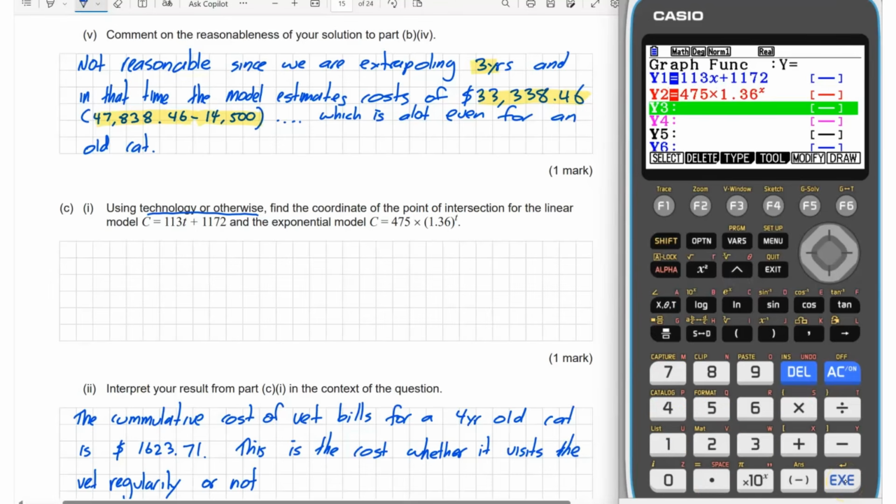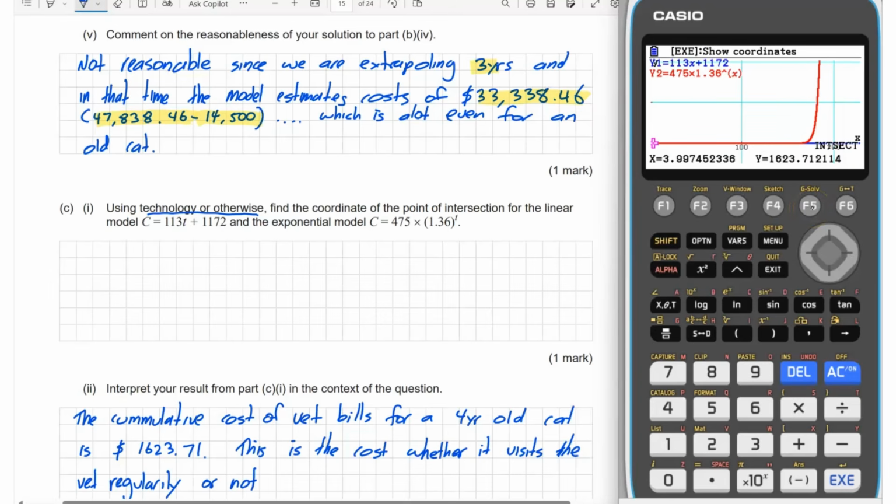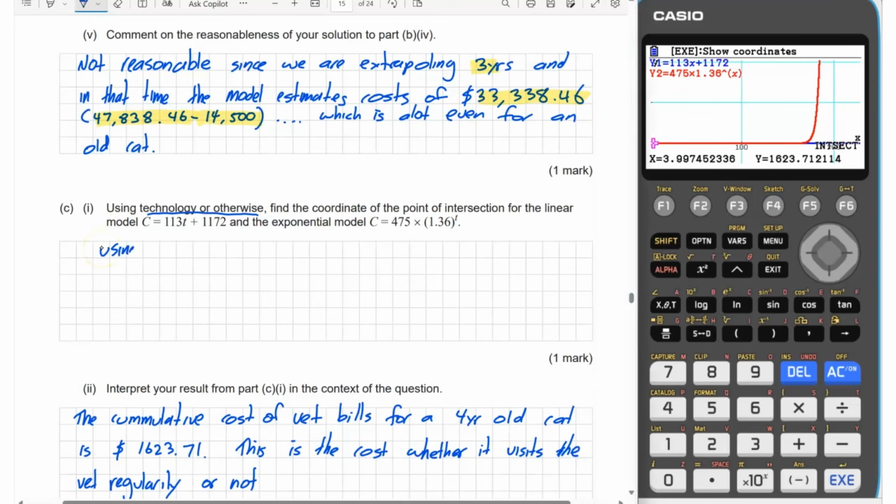Once we graph them, we're just going to find that intersection, and that is not a very good picture. I might quickly go zoom auto, see if it fixes it up a little bit. Don't really need perfection here. If we just go G-solve and then intersect, it should give us what we want anyway. I'll write a comment here saying using the GC, t is equal to 3.997, or approximately 4 years, and the cost is equal to 1623.71.